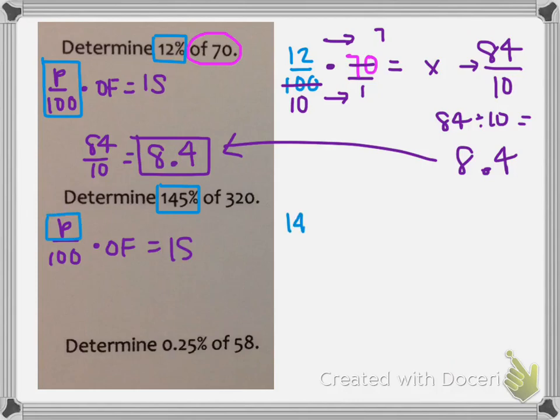So I can write 145 over 100, and then times, and we need to find the of, the whole. Well, of 320, so the whole is 320, equals, and we don't know what it equals. So we're going to find out what it equals. And again, it's just multiplying fractions. So why don't you pause the video to solve and press play to check.